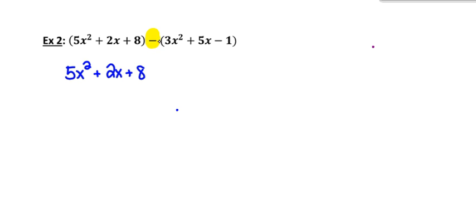But now again, I'm going to distribute that minus sign to each of the terms inside the second set of parentheses. So that becomes a minus 3x squared, a minus 5x, because a negative times a positive is a negative, and a plus 1 at the end, because a negative times a negative becomes a positive. And once I distribute the subtraction to every single term in the second set of parentheses, then I'm able to go ahead and do exactly what I did with the first example and just combine my like terms.